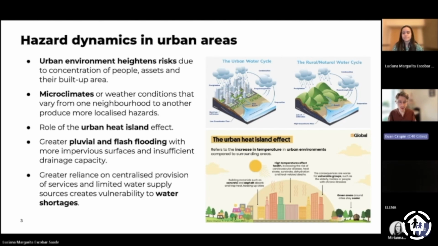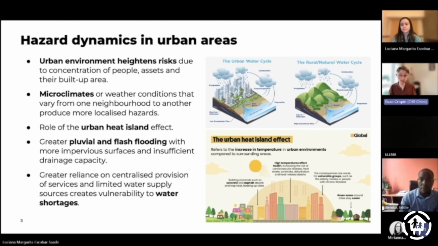And in terms of drought and not having enough water, there's generally a greater reliance on centralized provision and services, and also limited water supply sources for rapidly growing urban populations. It also creates a lot of vulnerability to water shortages, which is obviously a longer term stress than flooding, but it's still something that should be considered in effective early warning systems as well.